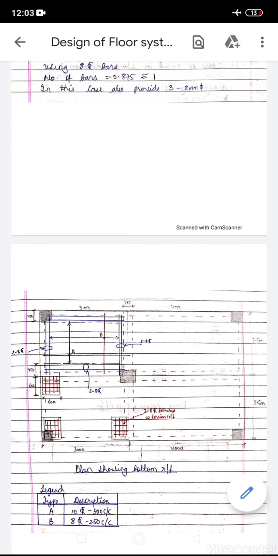So in this region you have to provide 2 bars of 8 mm diameter. So this is how you're going to provide the edge reinforcement. So now the middle strip is remaining. So that is the steel we have to provide. So in the middle strip, can you say this A?